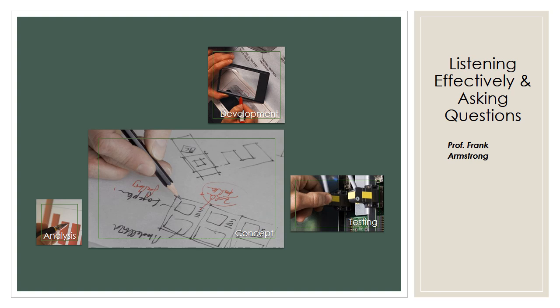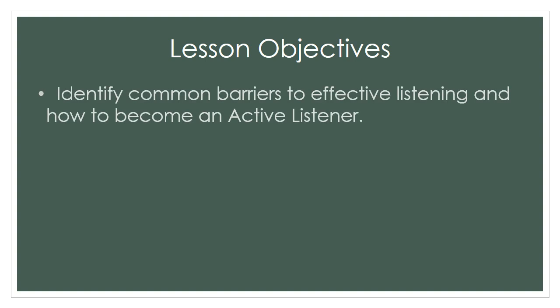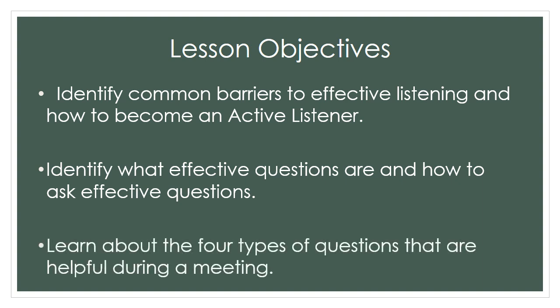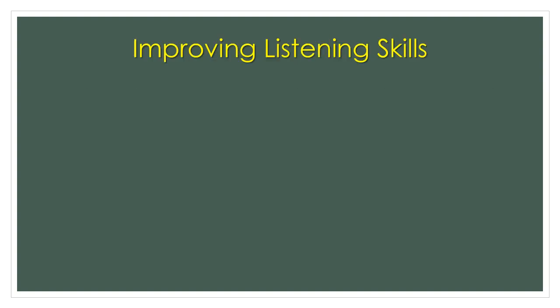In this final section of communication, we're going to look at listening effectively and asking questions. There are ways to ask questions properly to get the answer you're looking for. So the objectives we have here are to identify common barriers to effective listening and how to become an active listener, identify what effective questions are and how to ask them, and then look at the 4 types of questions that are helpful during a meeting.